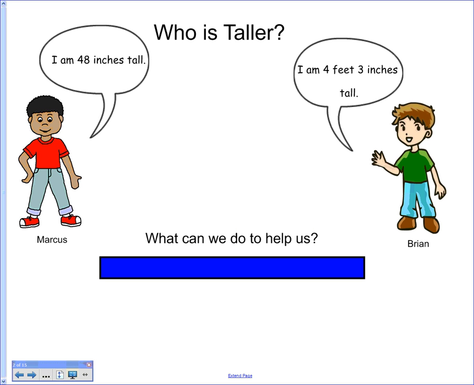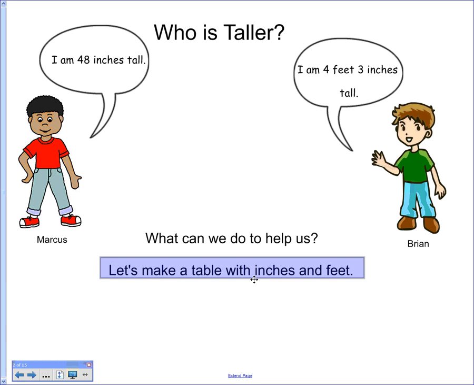We'll get started. So we've got Marcus and Brian. Marcus says that he's 48 inches tall, and Brian says that he's 4 feet 3 inches tall. So what can we do to figure out who is taller? What measurement units are presented here? Well, we've got inches, and we've got feet and inches. Marcus is saying his height in inches, and Brian uses feet and inches. So we're going to have to use the same unit to compare them.